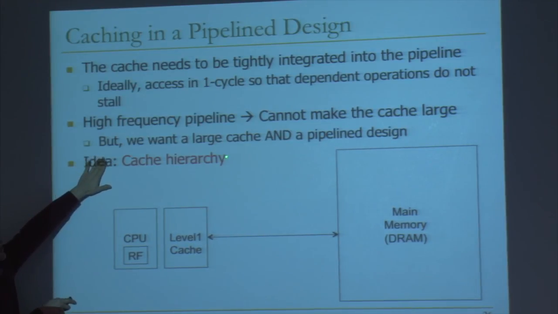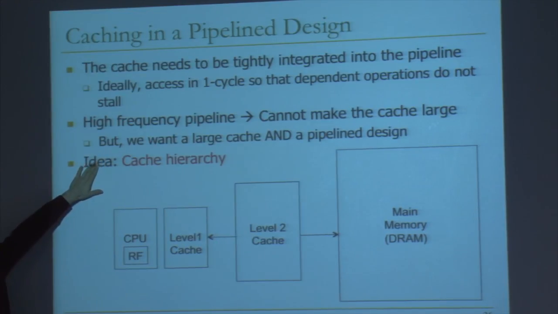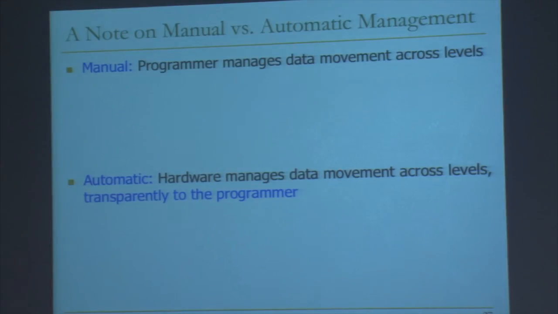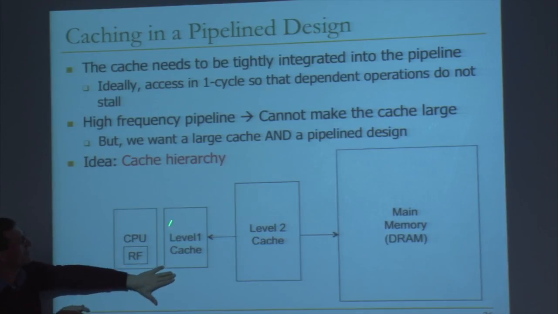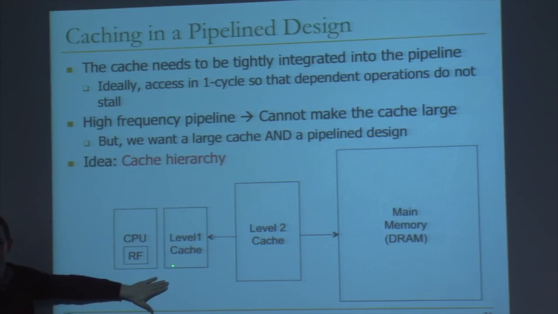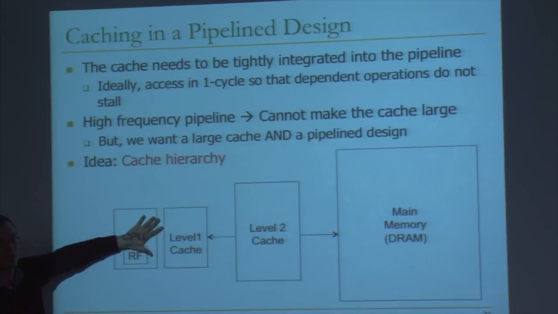But you want this large cache and a pipeline design. That's why you have this cache hierarchy after tightly integrating the level 1 cache into the pipeline. Actually, we will get back to that again, so maybe I'll cover it right now. The requirements of this L1 cache are really dictated by the requirements of the frequency. That's why you cannot make this cache large over here. Does that make sense? Because you want a certain frequency for your CPU, let's say.